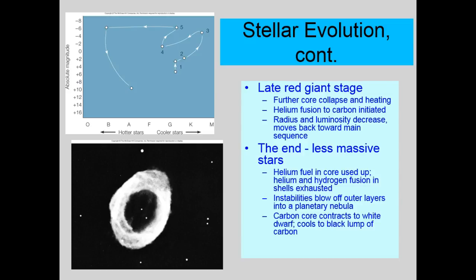As it cools, it loses the whiteness and just becomes a black lump of carbon. Now, the black means no light is coming out of it. It doesn't mean the carbon looks black. We think of carbon as being black.